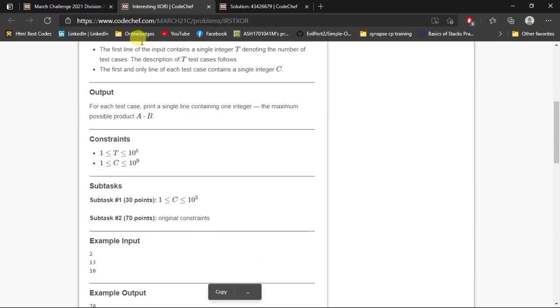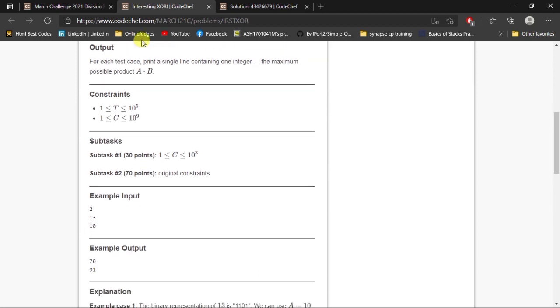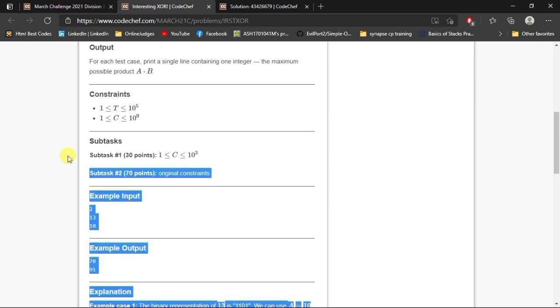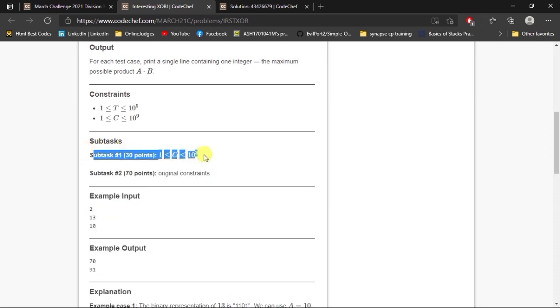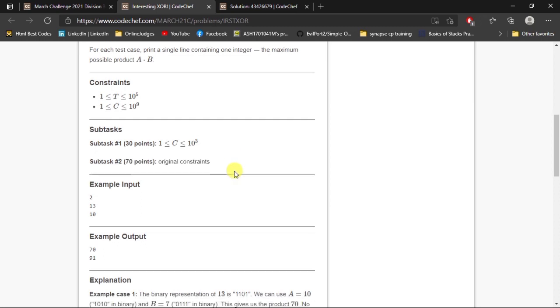There are two subtasks, one for 30 points and the other for 20 points. If you apply a naive approach, you will get at least 30 points. But if you follow all the instructions that I give you, then you will get subtask 2 as well, so you will get the total 100 points.